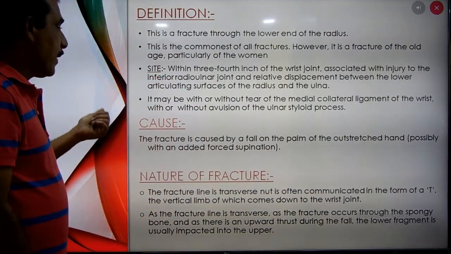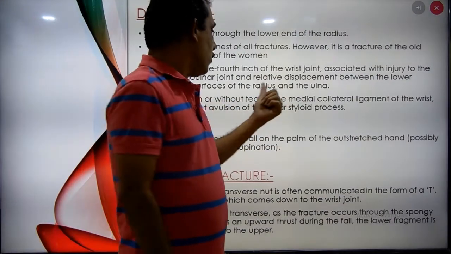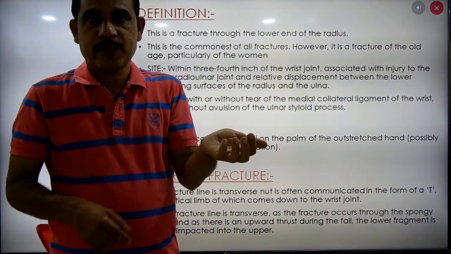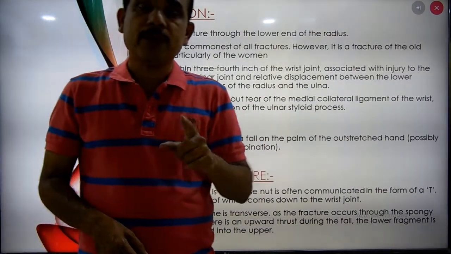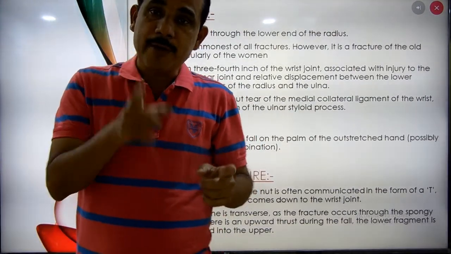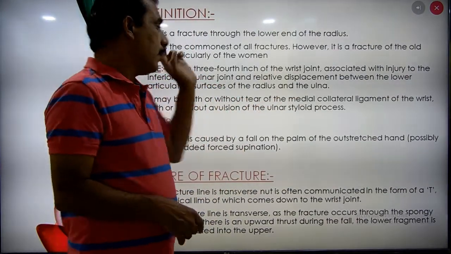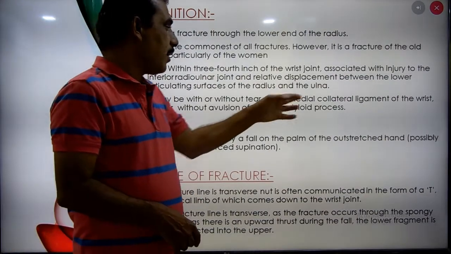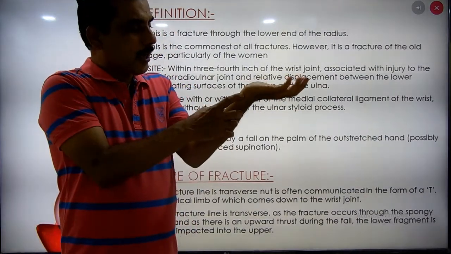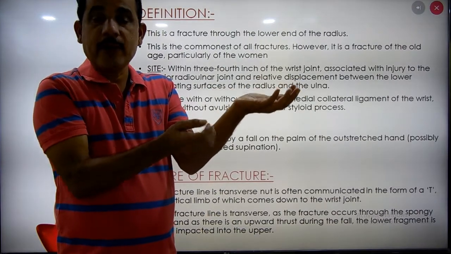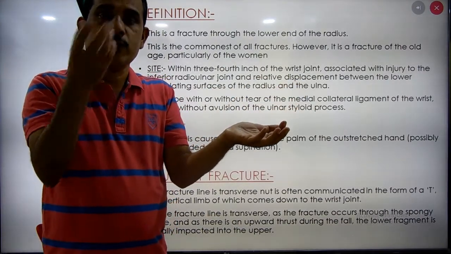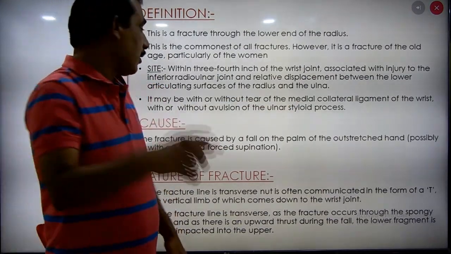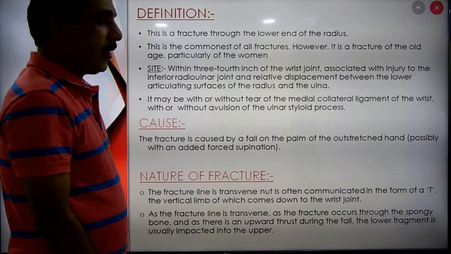In this case, it may be with or without the tear of the medial collateral ligament of the wrist joint. Isn't it? There may be chances of tear or injury to the medial collateral ligament of the wrist joint. There may be with or without avulsion of the ulnar styloid process. It means this ulnar styloid process makes avulsion from the wrist joint. Why? Due to the injury to the medial collateral ligament. But sometimes it is present, sometimes it may not be present.